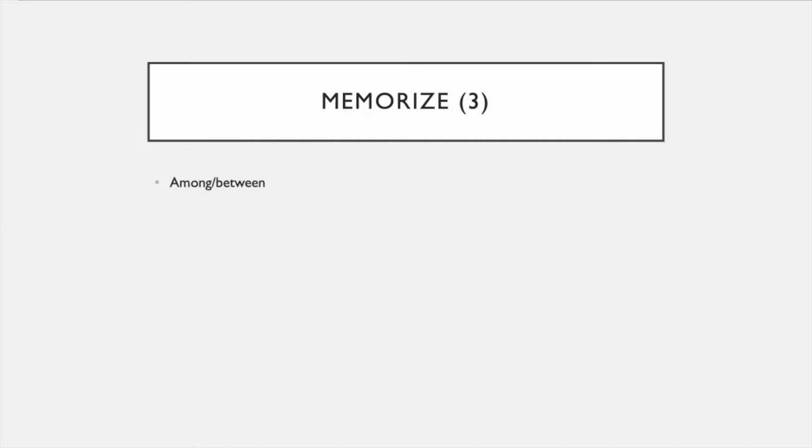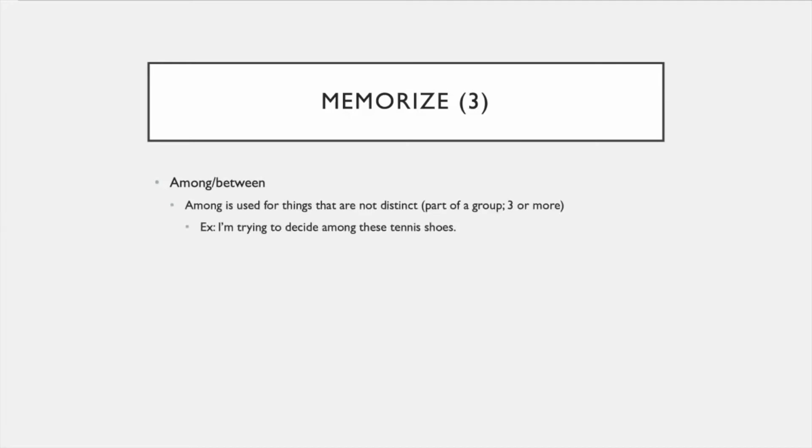Next, we have among and between. So among is used for things that are not distinct, like things that are a part of a group, and it's usually more than two things in that group. So an example would be, I'm trying to decide among these tennis shoes, right? I'm trying to choose from this group of shoes which one I want to buy or purchase.